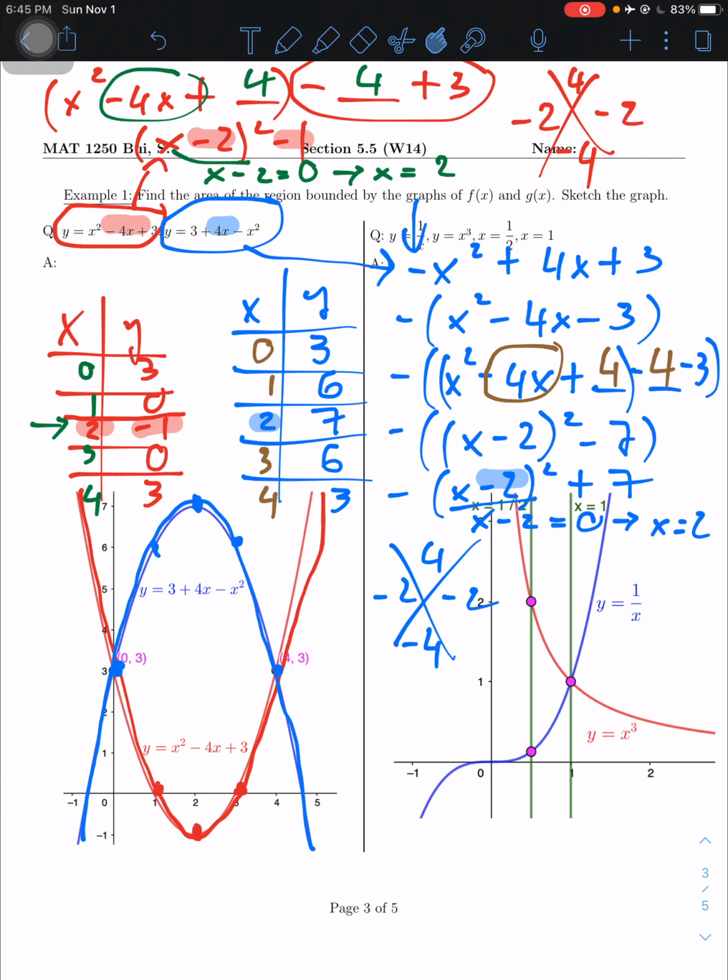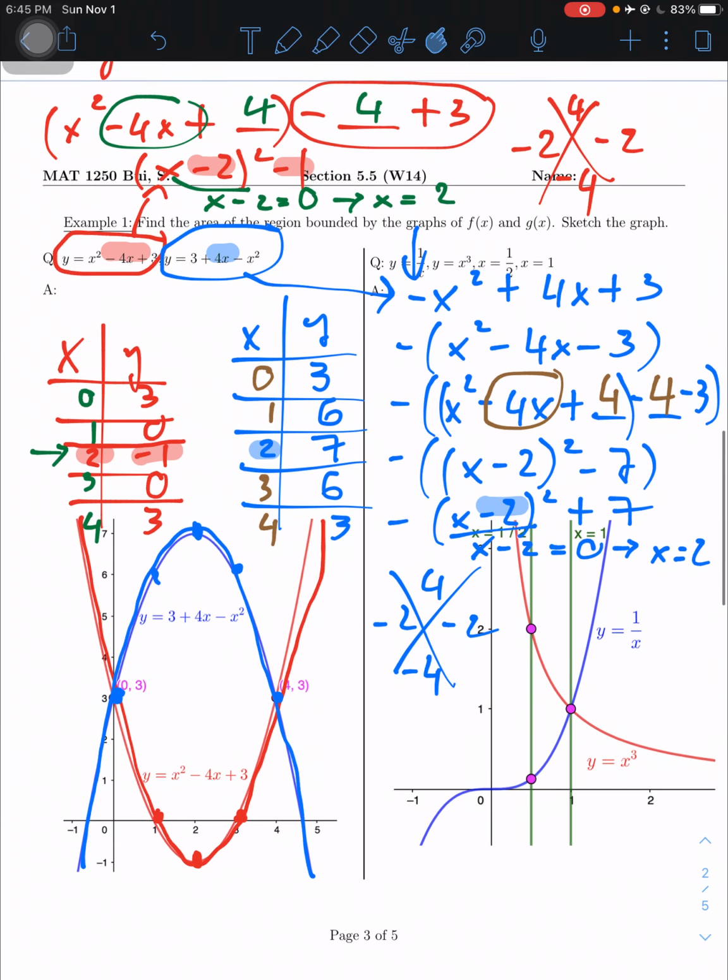Okay, let me see if I can change the color for this one.